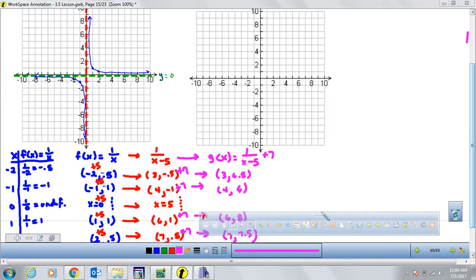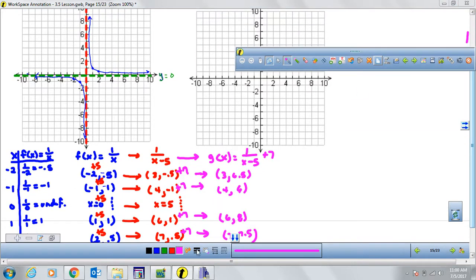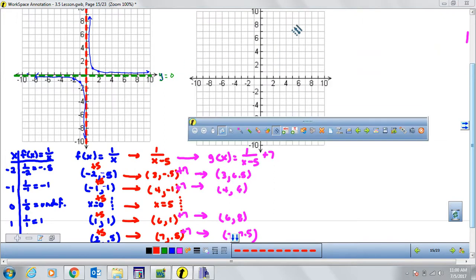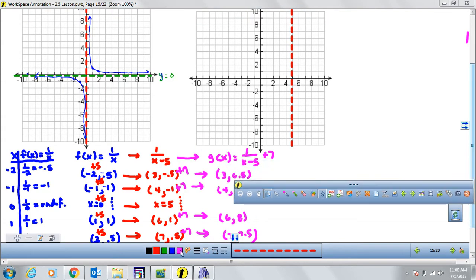This is what my final g of x is going to be. So we know that the vertical asymptote is going to be located at x equals 5. That's for a fact. So let's draw the vertical asymptote here. Then my points, we are going to have 3 comma 6.5. 6.5 is going to be located right here. Then 4 comma 6. So 4 comma 6.